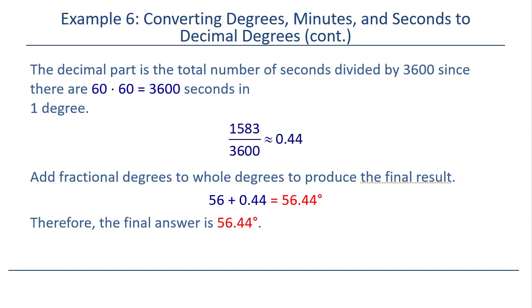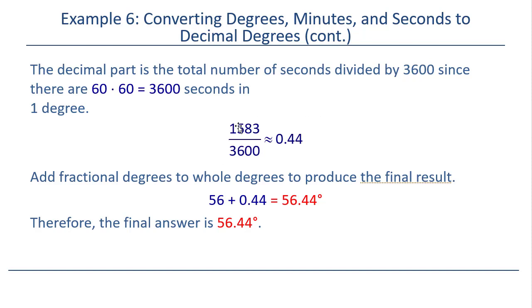We know that there are 3,600 seconds in 1 degree. Why do we know that? Because remember, 1 degree is 60 minutes, and then every minute is 60 seconds. So 60 times 60 gives us 3,600. So there's 3,600 seconds in 1 degree. You could also think about there's 3,600 seconds in 1 hour, right? If you really want to wrap your head around that.